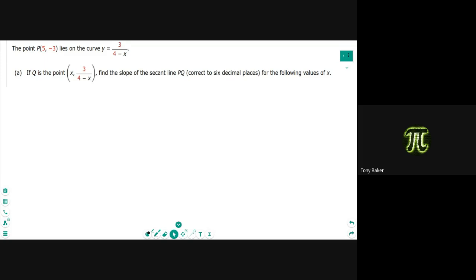So on this one, we're looking for the slope at this point right here at 5, -3. So in essence, we're looking as the limit goes to 5. So which values of x should I plug in for my points? If I'm looking as x goes to 5, which values should I plug in?